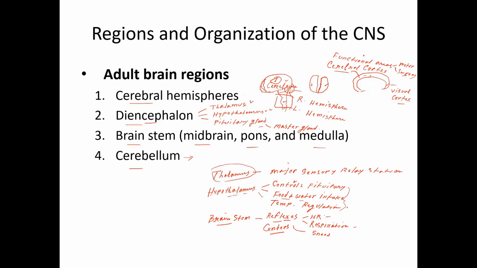Cerebellum. The cerebellum, in one sentence, you can say controls the balance of the body and equilibrium. So balance and equilibrium. So those are the important parts of the brain, different parts of the brain and their functions.